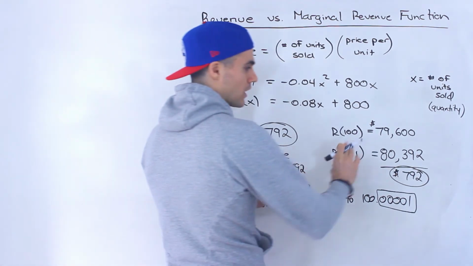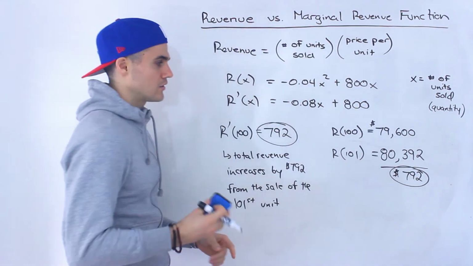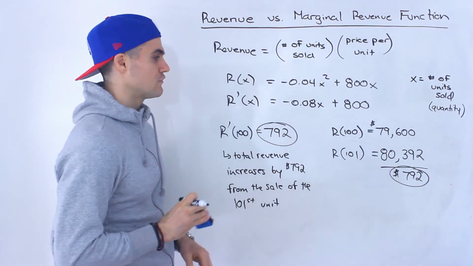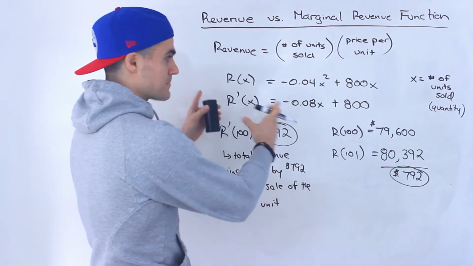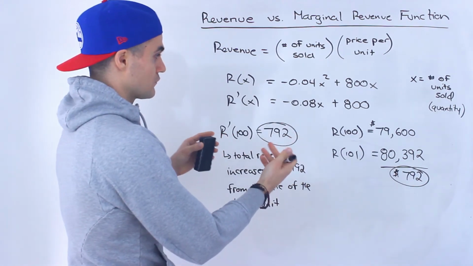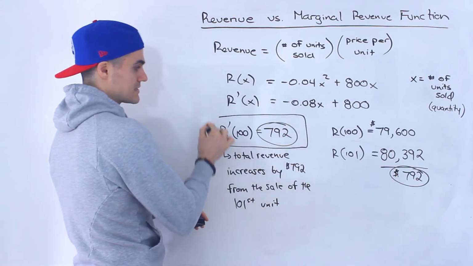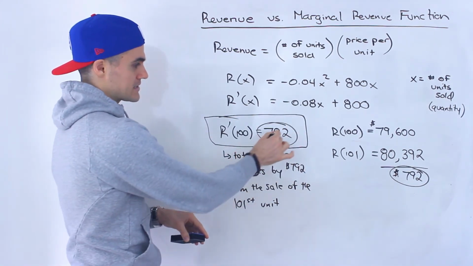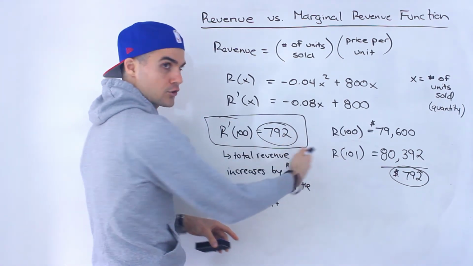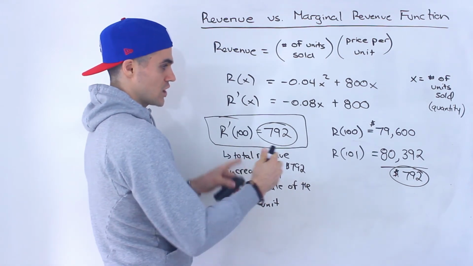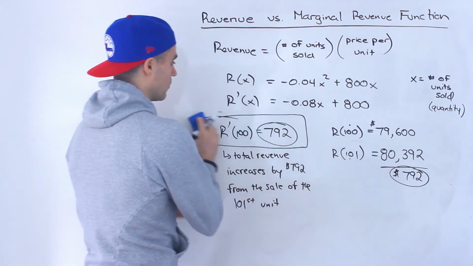But usually when you're dealing with big enough numbers and you round to the nearest dollar, this amount should be fairly close. Now, that's basically what the marginal revenue means. So if a test asks you to interpret what this means over here, it basically means the change in total revenue from the sale of the 101st unit. The change in revenue from 100 units to 101 units. That's why I wanted to go over this.